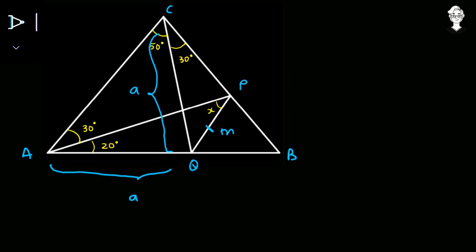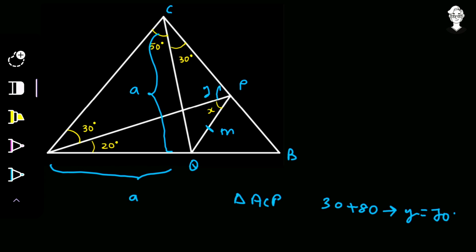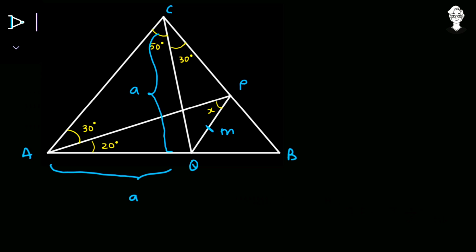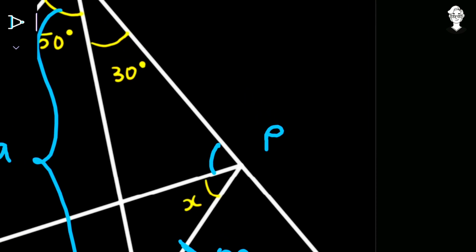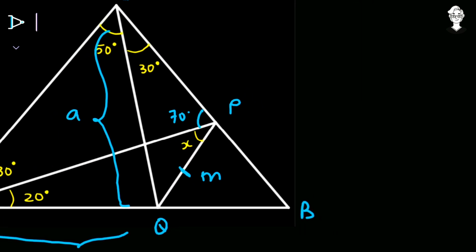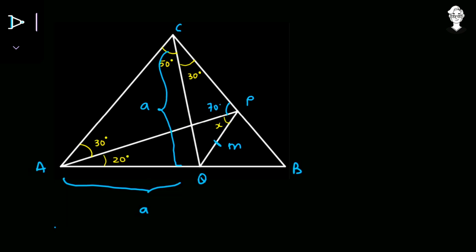Now look at triangle ACP. In triangle ACP, angle A is 30 degrees. Angle C is 50 plus 30, that's 80 degrees. The remaining angle over here, let it be Y. The value of Y would be 180 minus 30 minus 80, that's 70 degrees. So angle Y equals 70 degrees. Instead of Y, I am writing the answer we obtained, 70 degrees. So here we have marked all the necessary angles and sides.